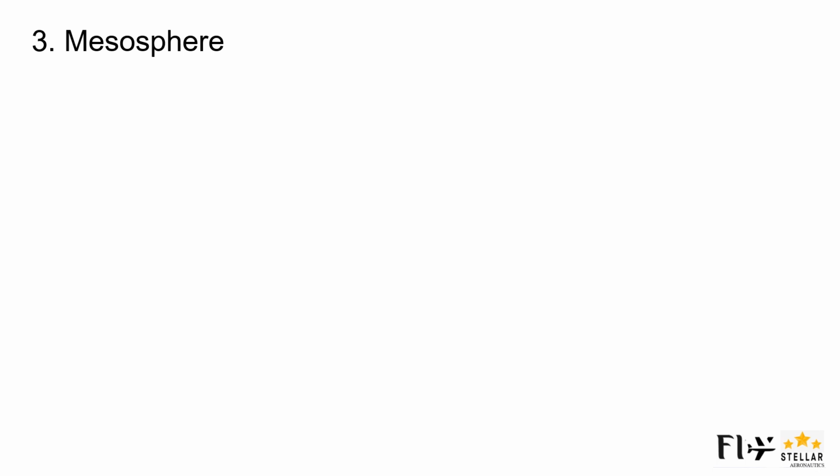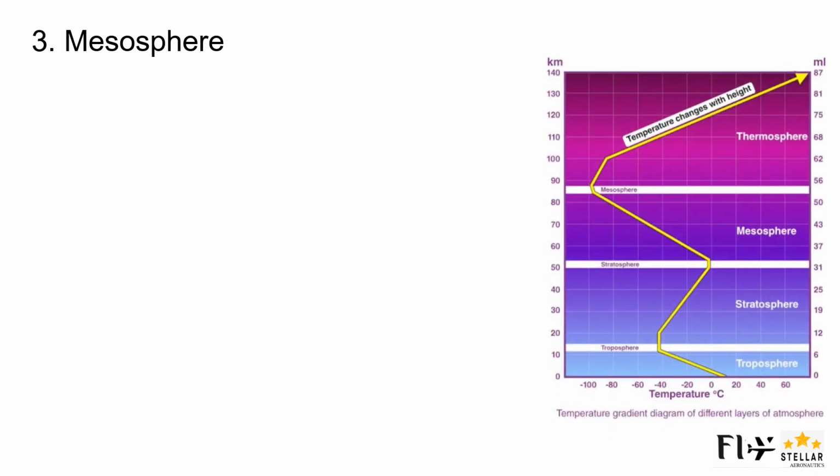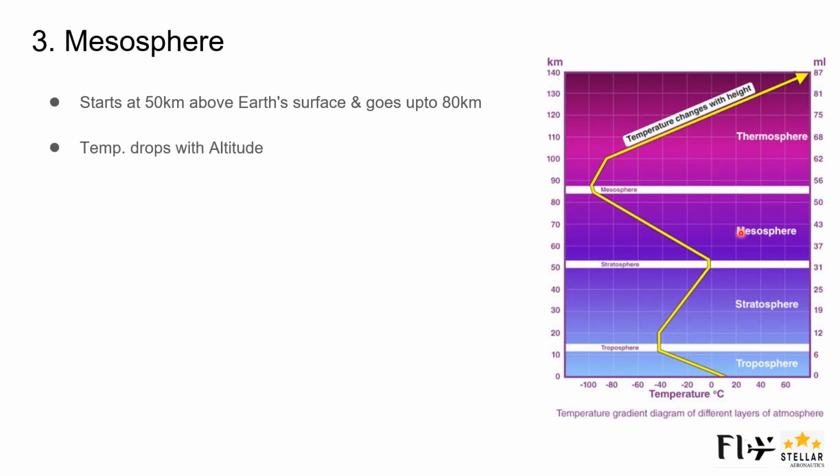The third layer of atmosphere is called mesosphere. It is found above stratosphere. It starts at 50 kilometers above the surface of Earth and goes up to 80 kilometers. The temperature drops with altitude in this layer. But why does the temperature drop with altitude?